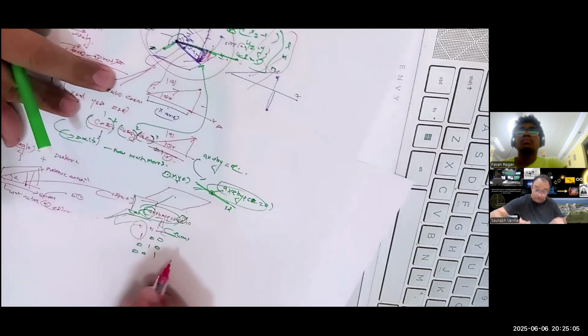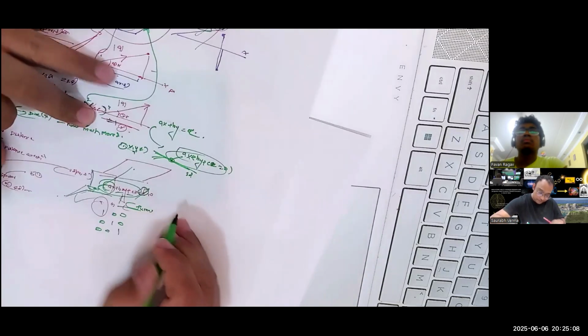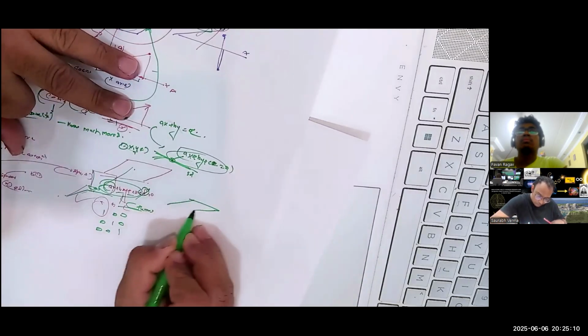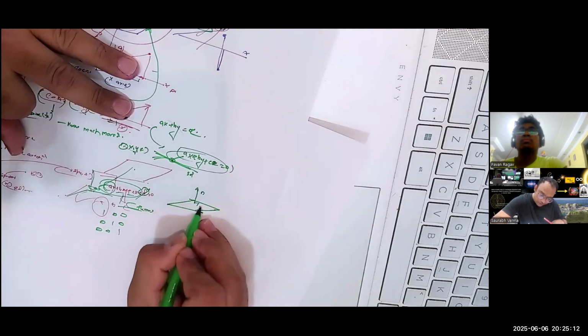Now we also have another part, that is the normal vector. What is the normal vector over here?